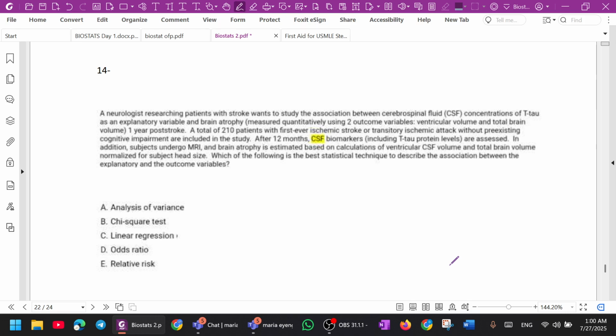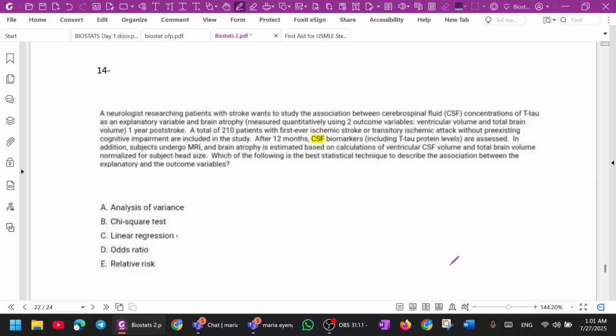Okay, since you don't know the answer, can you eliminate some answers that you know for sure are not it? It is not ANOVA. Okay, let's delete that. It is not disease versus non-disease, odds ratio. Okay, let's delete those. It is not relative risk. Okay, let's delete that. It may be chi-square or linear regression.